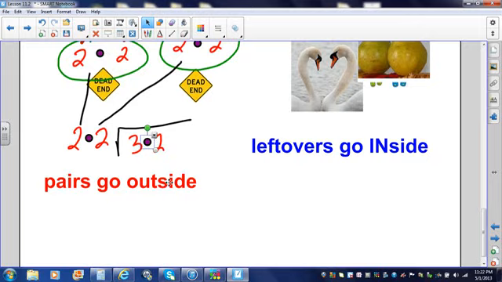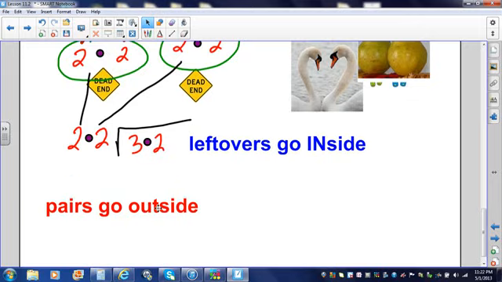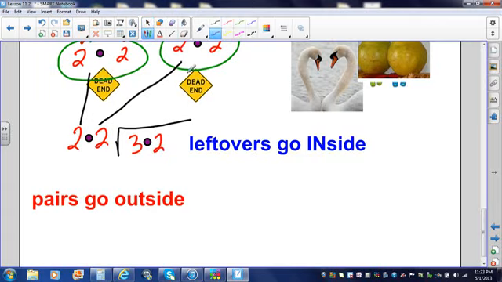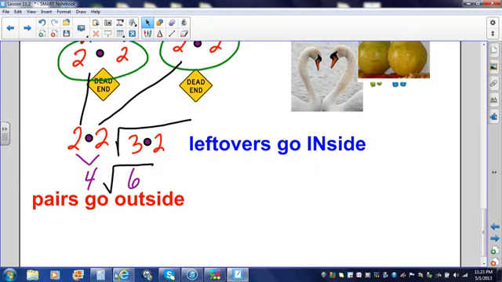Okay, I can do this. Leftovers go inside, pairs go outside. Okay, easy pleasy. 2 times 2 gives me 4. 3 times 2 gives me 6. I'm going to do 4 square roots of 6. Well, let's grab our calculator and check it.